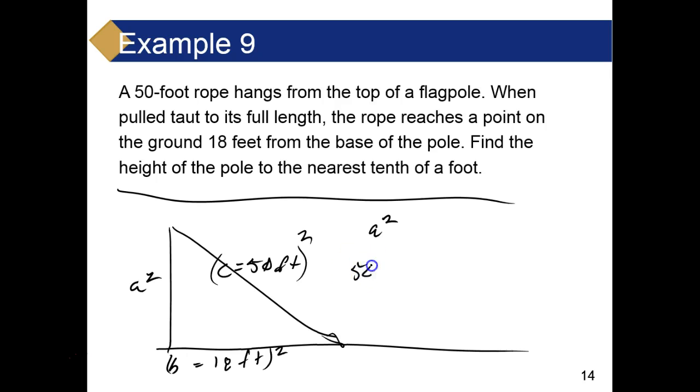Okay, he's saying 50 squared is equal to a squared plus 18 squared. Very good. Right? Now, I can do this one in my head. That is 2500 is equal to a squared plus. Now, 18 squared I can almost do in my head. Let me think if I can.